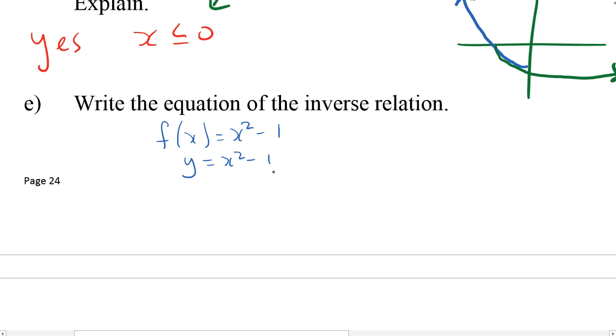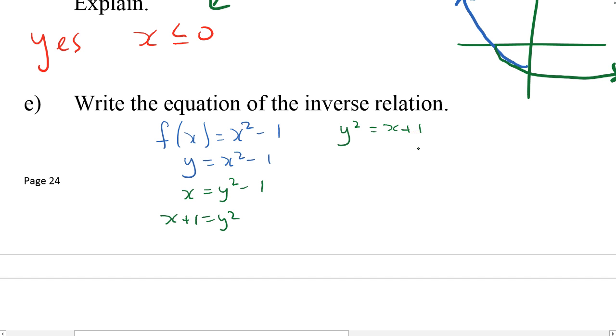And now we're going to switch the x and the y, and that's when it actually becomes the inverse. So I'm going to say x is equal to y squared minus 1. But now we have to solve for y. To get y by itself, I'll add 1 to both sides. So x plus 1 is equal to y squared. Running a little bit out of room, so I'll go up to the top and rewrite it: y squared is equal to x plus 1.